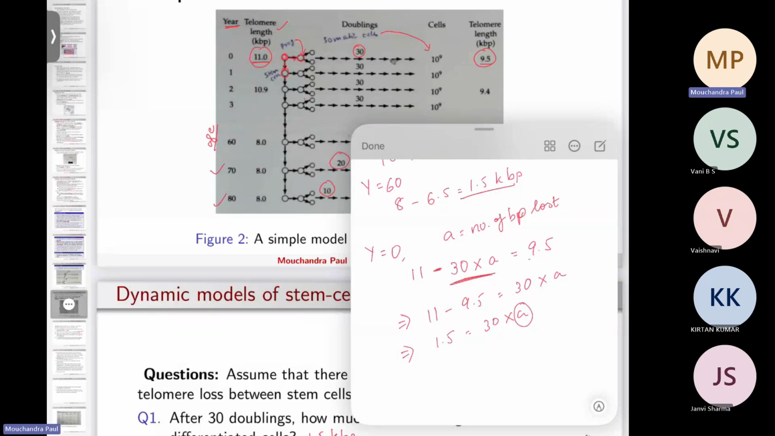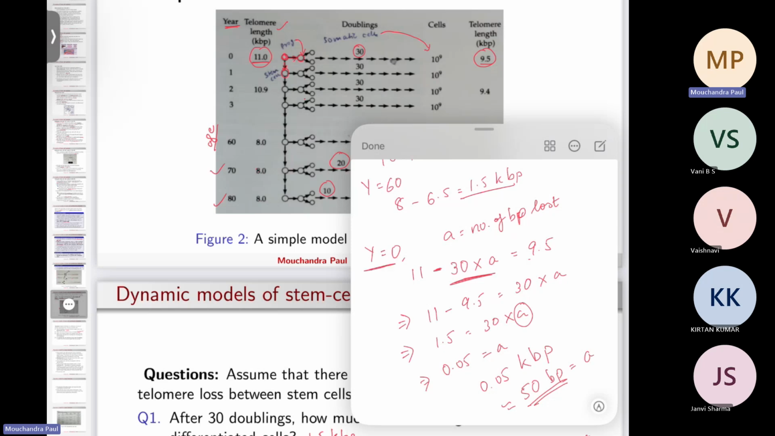You are getting 0.05. Right, you're correct, Janvi. So this 0.05, the unit is kilo base pair. You just have to convert it to base pair, meaning you multiply with 1000. It will come out to be 50 base pair. This will be the value of a. So per doubling you are losing 50 base pairs. All right, so this is done for year 0.